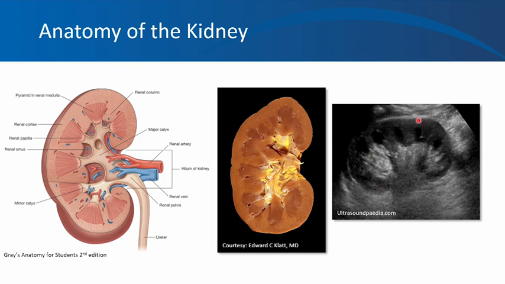And the cortex of the kidney is hypoechogenic compared to that of liver or spleen, or sometimes isoechoic. And medullary pyramids are anechoic most of the time, especially when the patient is well hydrated, or sometimes they can be just hypoechoic compared to that of the cortex.